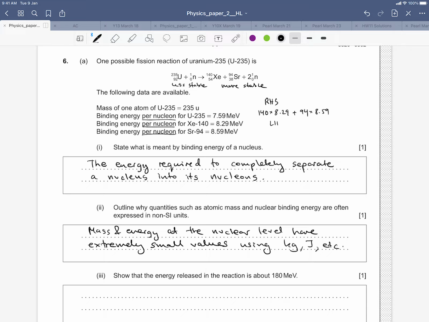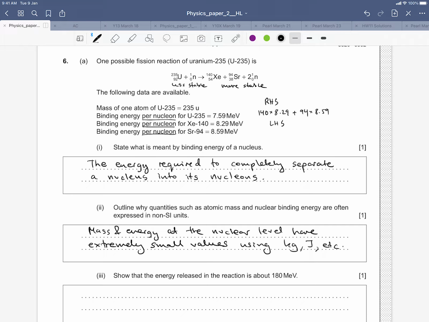And then the left-hand side is just the uranium, 235 times 7.59, right? And then we're going to subtract those two. So basically 140 times 8.29 plus 94 times 8.59 minus 235 times 7.59. And that's all going to come out in MeV, and we get around 184 MeV if I plug that in correctly, and that is around 180.